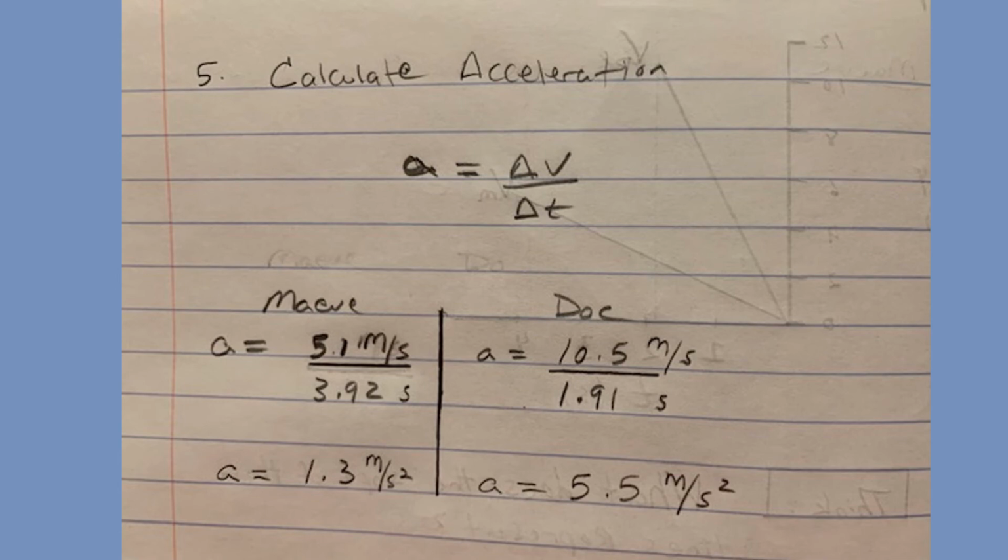Incidentally, getting back to the previous slide, if you again look at Maeve's velocity at 1.5 seconds, it was 2 meters per second. And so if you look at that change in velocity of 2 meters per second divided by the time, guess what you get for her acceleration? You also get 1.3 meters per second squared. And the same is true for Doc. It actually comes out to be 6 meters per second squared for Doc instead of 5.5, so I'm guessing that my graph is off by just a little bit.